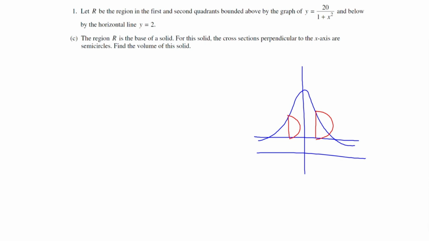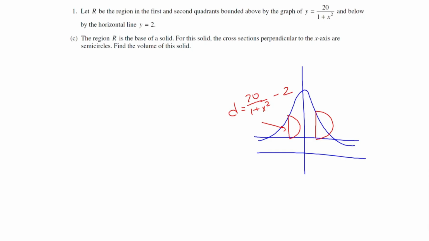In other words, I have these semicircles essentially protruding straight out of the screen towards you, which my 3D drawing skills are leaving a bit to be desired here. But that's what I'm attempting to draw, that these are all semicircles that are stretching across the region with the diameter equal to the distance between the two functions. And the diameter then is 20 over 1 plus x squared minus 2. It's the distance between them, the upper function minus the lower function.